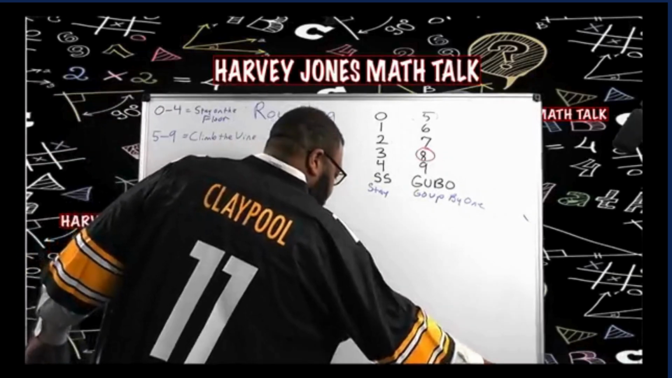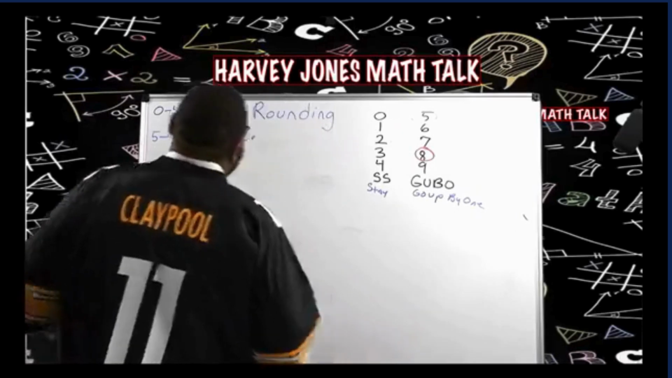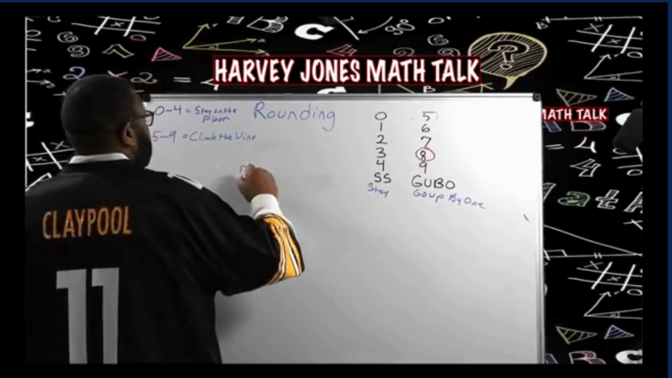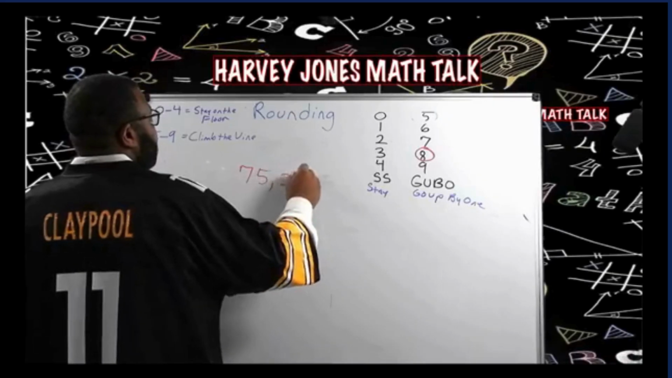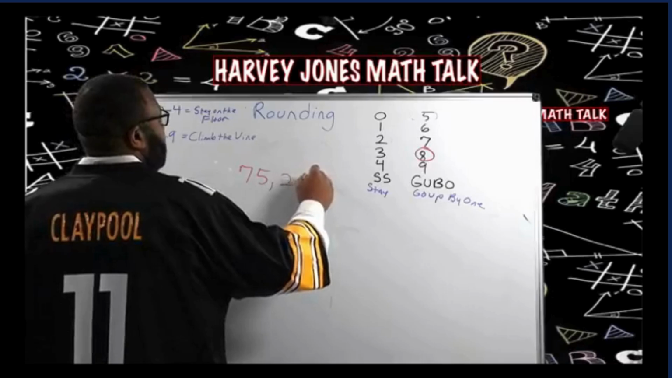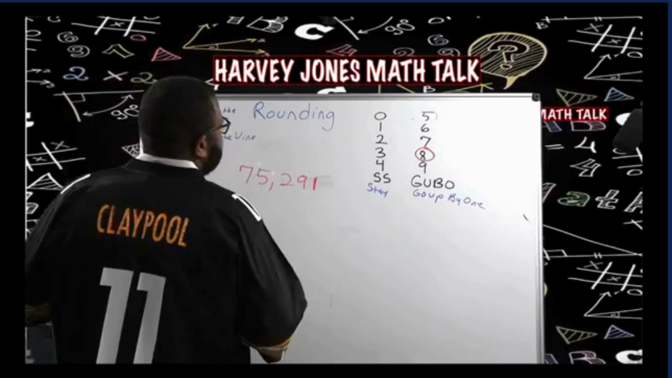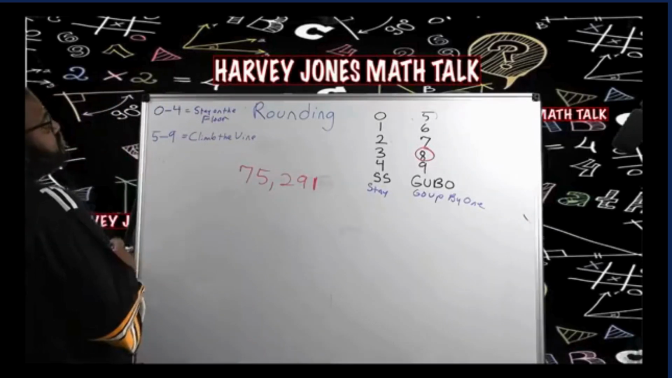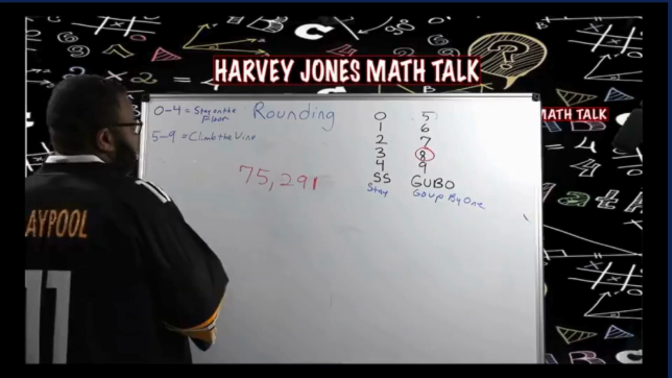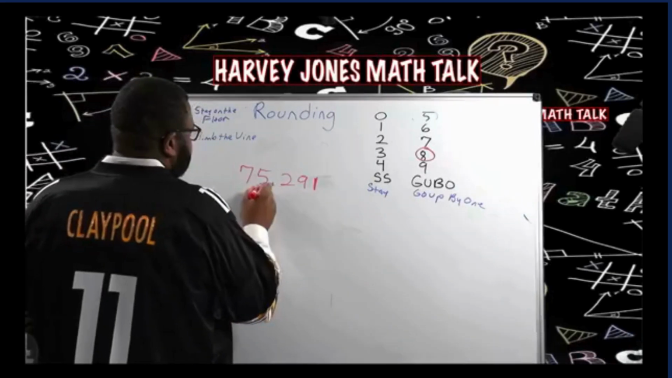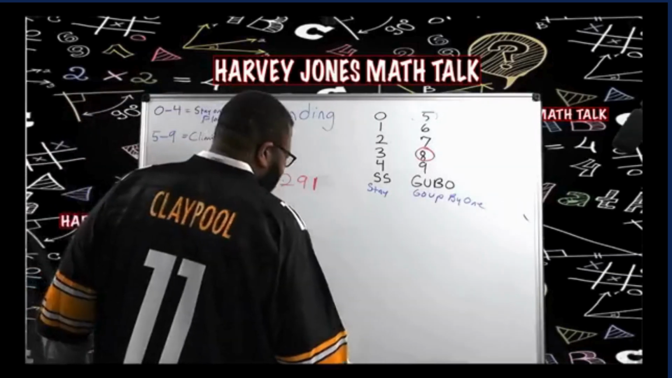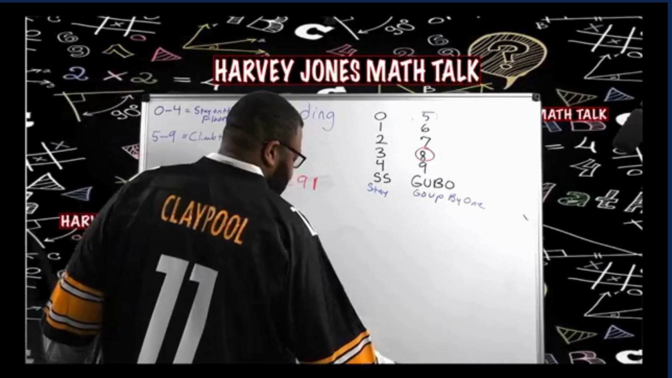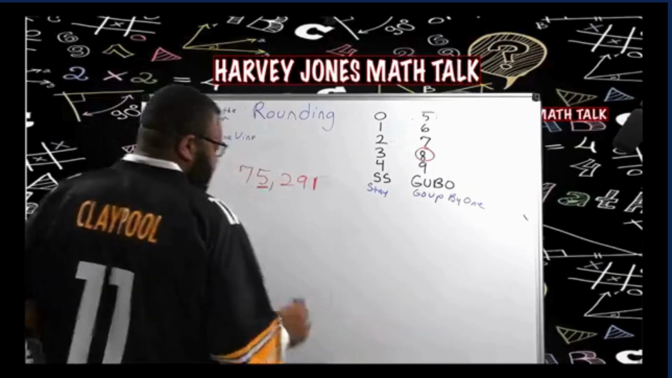Let me go here. 75,291. And this time we're going to round to the thousands place. Can you do that, Mr. Jones? Yes, we can. Watch this.